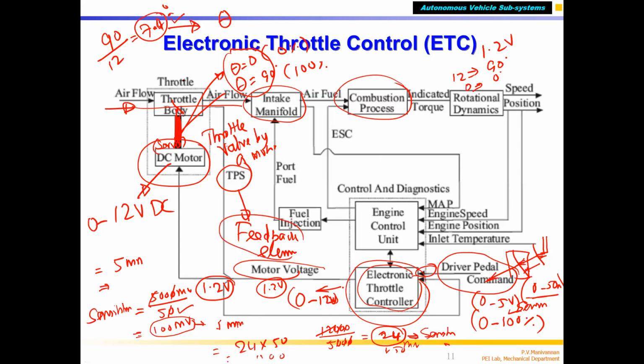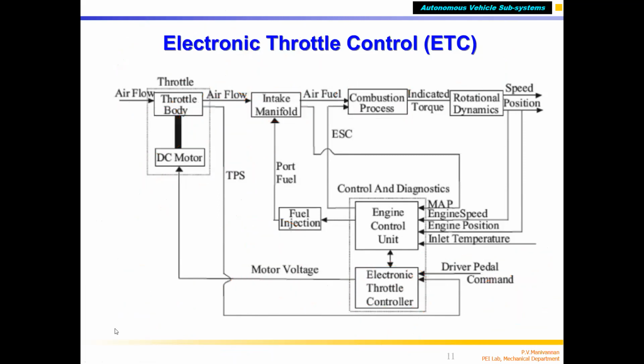You can see here the TPS sensor, which is attached to the throttle body, provides the feedback signal. So the electronic controller knows whether it is giving the right amount. You can see that this is the input, the demand, and this is the feedback. So this is the closed loop throttle control. This is the demand signal, or set point. We call it a set point.